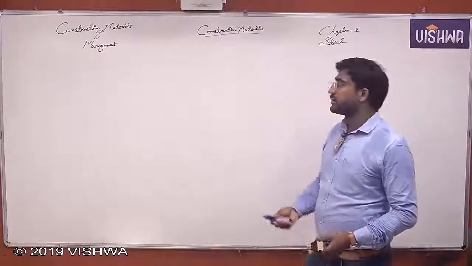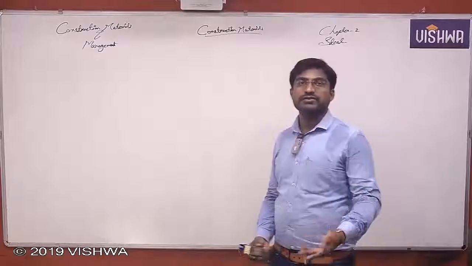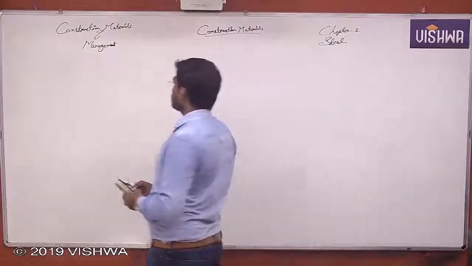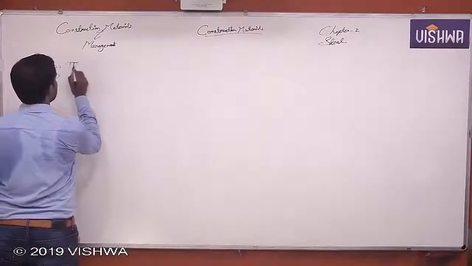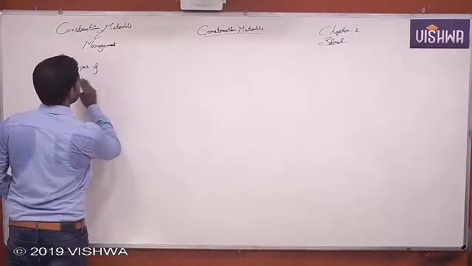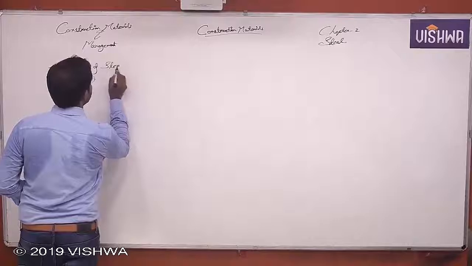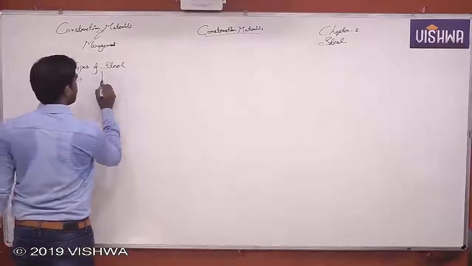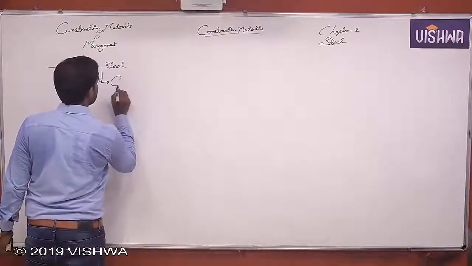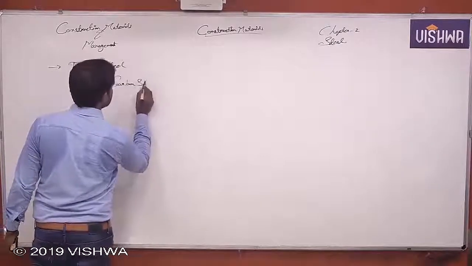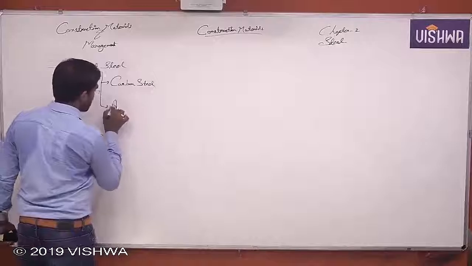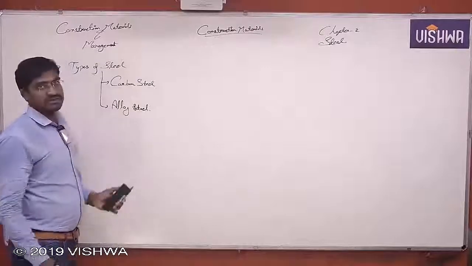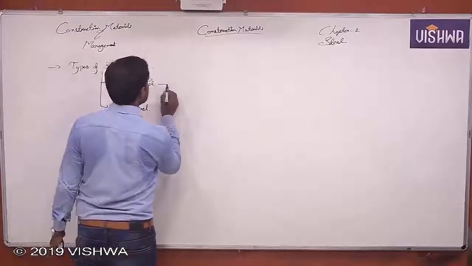So continuing the previous topic, we will be having a session on steel structures, and we are continuing the same subject. In the previous session we discussed the types of steel. In this session, as a continuation, we have two variations that we have already discussed: carbon steel and alloy steel.